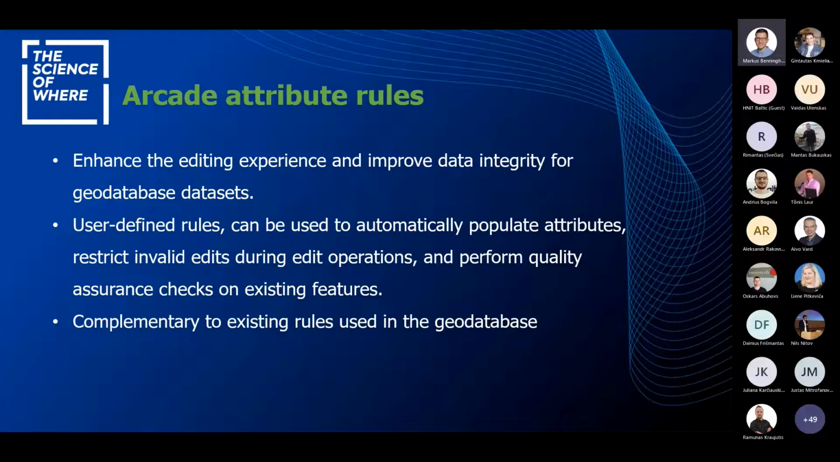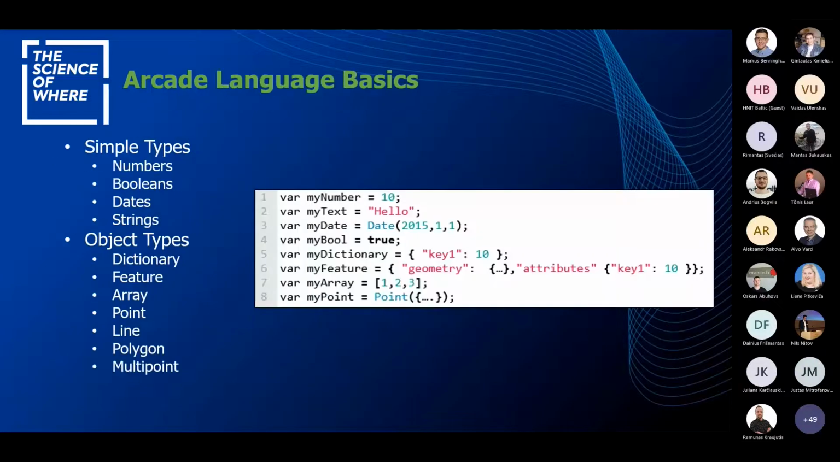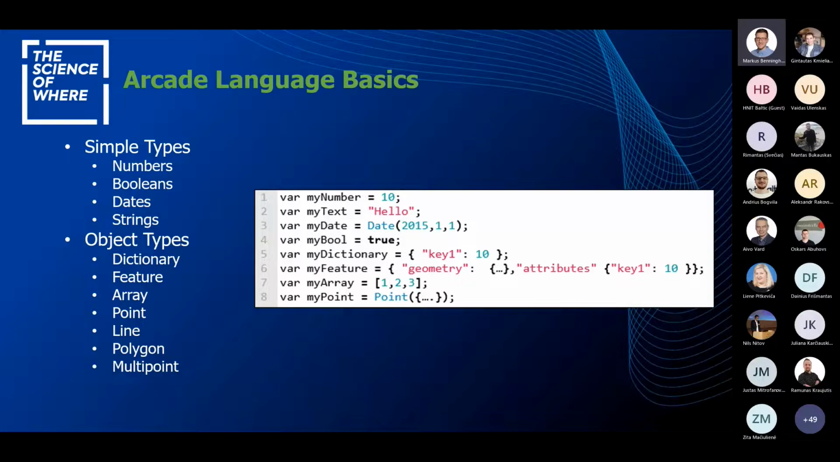I'd like to show that Arcade needs only a very basic level of language. You can see here very simple numbers, booleans, different types of dates or strings, and it also uses point, line, polygon, dictionaries, or features, which are easy to use. So I would like to move to my demo.